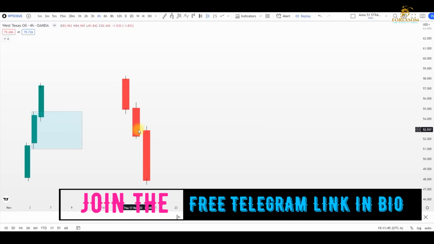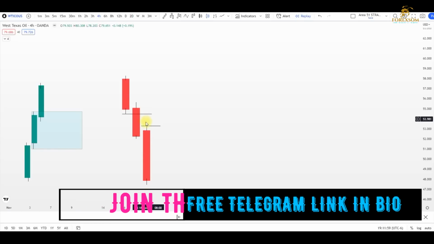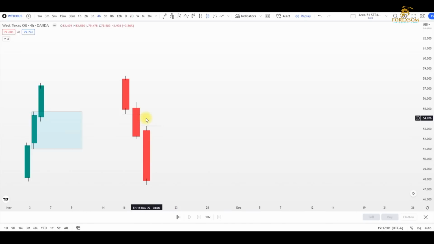Here again we have a sell price giving us all red, strong momentum to the downside. When you look at the low of this candle and the high of this candle, the shadow here, there's an empty space. Again, this is called insufficient, imbalance, or even fair value gap. It's all the same thing.